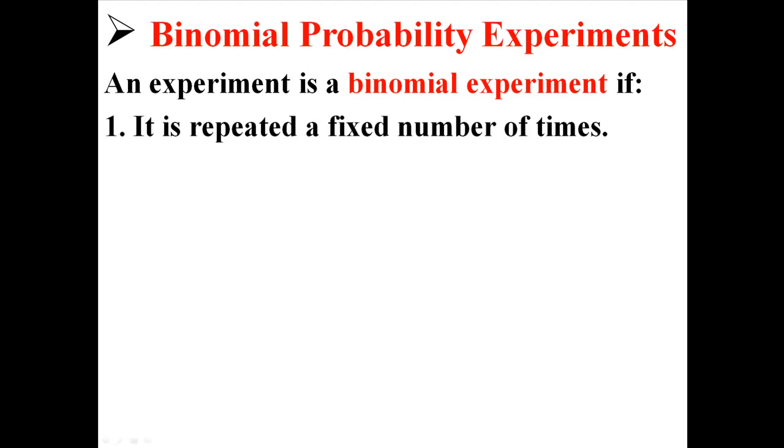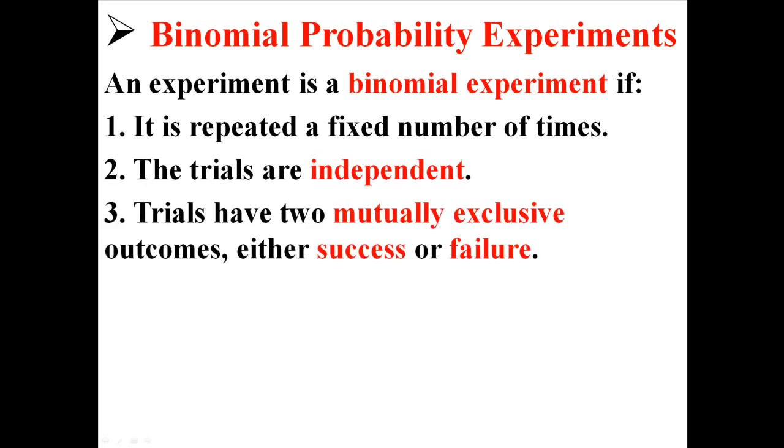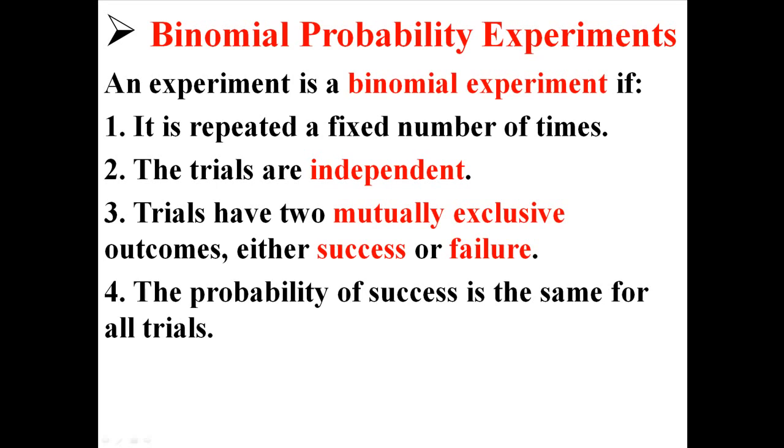First of all, something is a binomial experiment if it is repeated a fixed number of times, if the trials are independent, if the trials have two mutually exclusive outcomes, either success or failure, and if the probability of success is the same for all trials. If you meet all four of those conditions, you have a binomial probability experiment. So that doesn't make a whole lot of sense in itself, so let me show you an example.